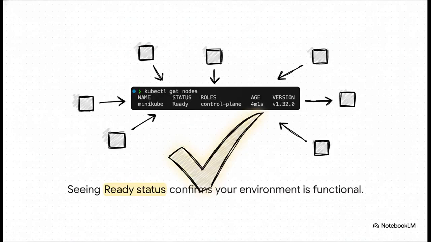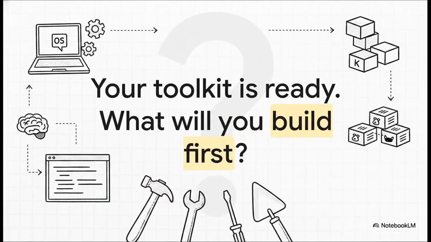Okay, now for our final verification. By running kubectl get nodes, we're asking Kubernetes to report back on the status of our system. And seeing that Ready status pop up right there, that is the final visual proof we need. It confirms that the control plane is active, the nodes are talking to each other, and our professional-grade environment is fully 100% functional. You have officially eliminated the guesswork.